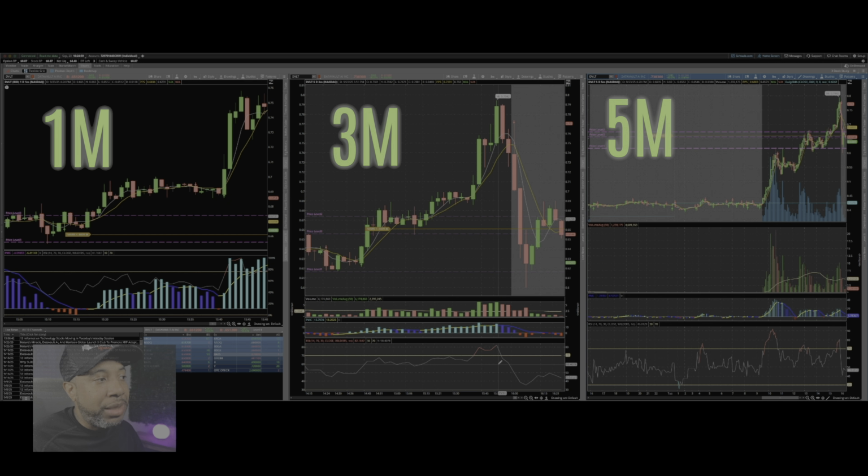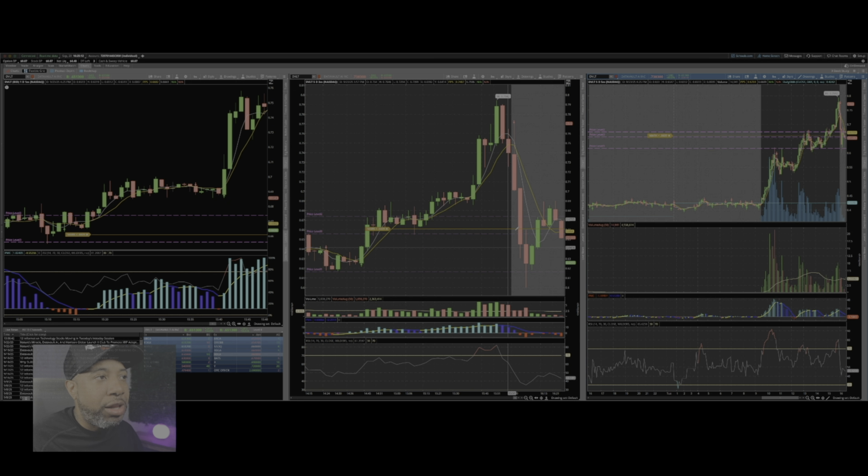Over here at the bottom, you can see I've got my RSI. And then I have some volume right here so I can see what the volume is doing. Not that difficult. I don't have too many indicators. I don't have the VWAP up. All I do is draw my lines, my support and my resistance.